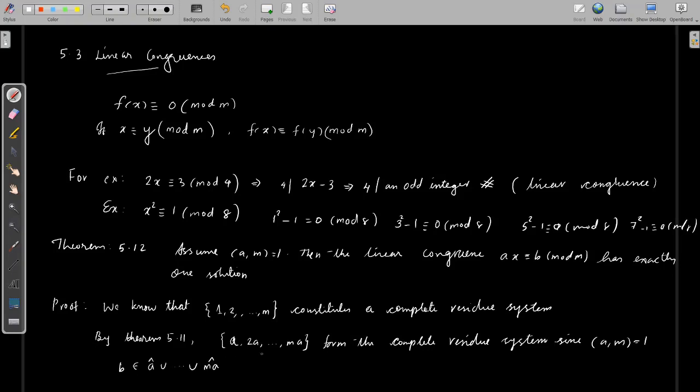And this complete residue system forms a partition for the set of all integers. b belongs to the union of all these residue classes. Say b belongs to the class of a times i for some i. That is, b is congruent to a i mod m. This shows that i is the solution of the congruence relation ax congruent to b mod m. Since this forms a complete residue system, exactly one of them is congruent to b mod m. So we can say that the solution is unique.